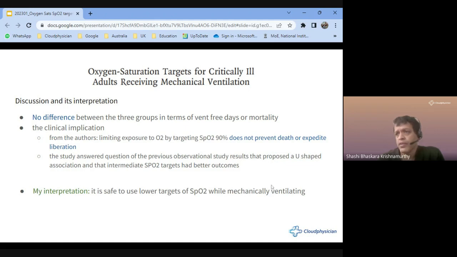But my interpretation is it may be safer to use lower targets, but again, with all the questions which have arisen over the discussion period, we may have to rethink it. But generally, the lower target is never going to be less than 90% anyway, or 88 to 90% anyway. So that's the only thing I could get out of this particular study in terms of how it has been done.